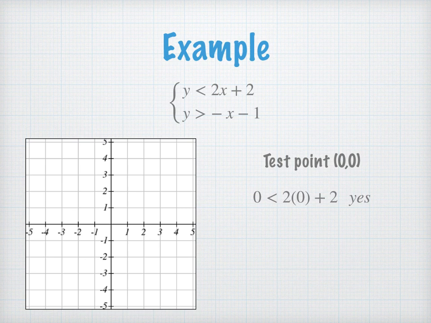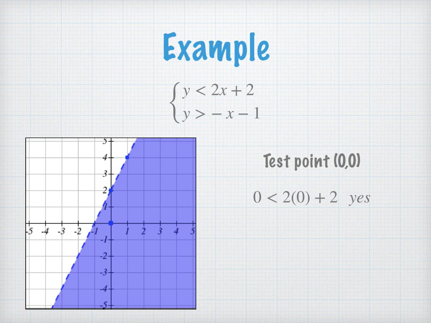So plugging it in, 0 less than 2 times 0 plus 2. That'd be 0 is less than 2, which is true. That's yes. So what I'm going to do is graph that first boundary line using a dashed line there. And then I'm selecting my test point because that was a solution. Now, if I had found it was not a solution, I could have just selected a point on the other side of the line, because it's either on one side or it's on the other side.